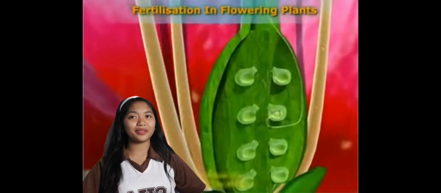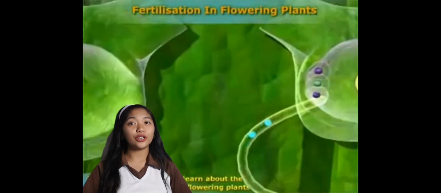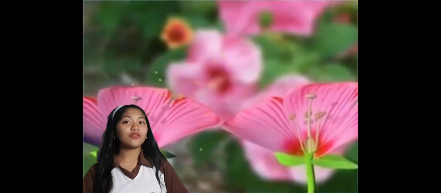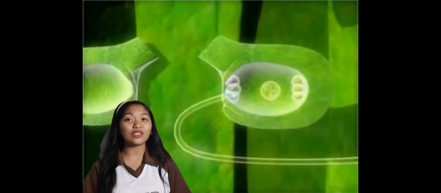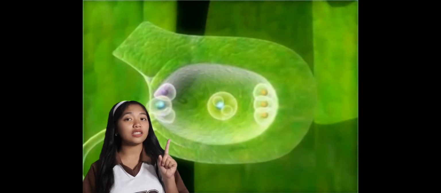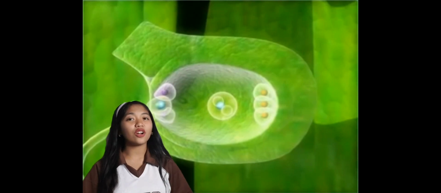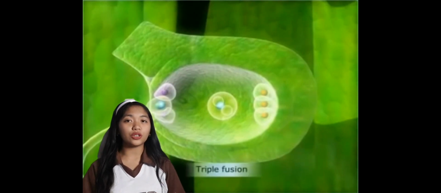Fertilization in flowering plants. In this video, you will learn about the process of fertilization in flowering plants. Fertilization in flowering plants is defined as the fusion of male gametes carried by pollen with the female gamete present in the ovule to form a diploid zygote, which later develops into an embryo. It may be interesting to learn that fertilization in plants is known as double fertilization, as two fusions occur in the embryo sac instead of one. These fusions are called syngamy and triple fusion.